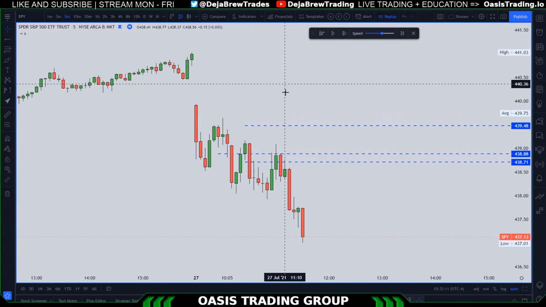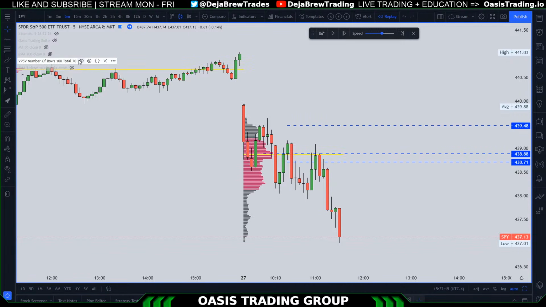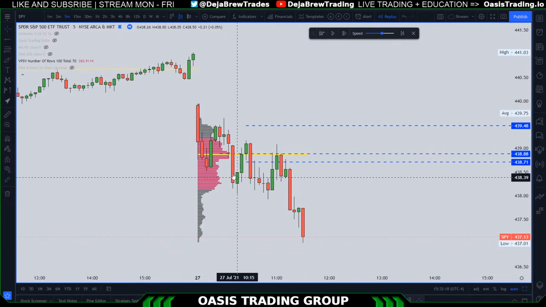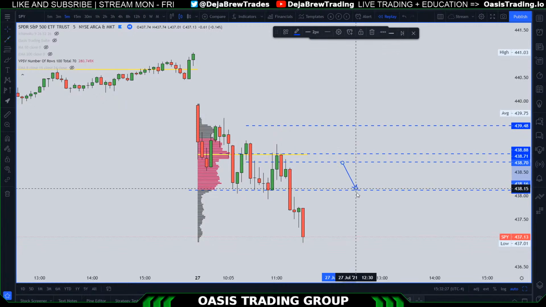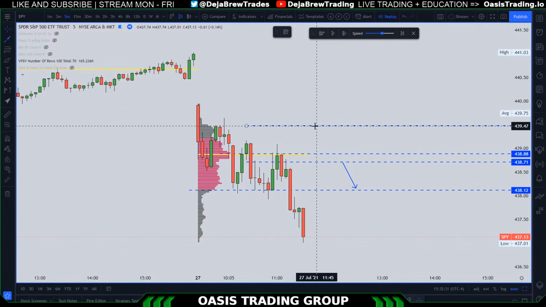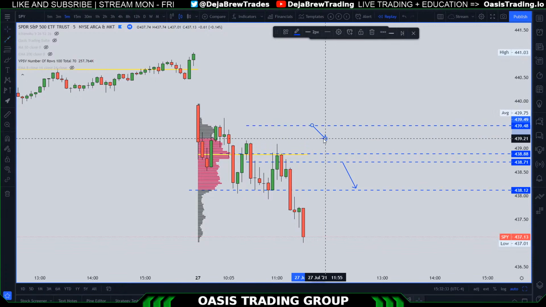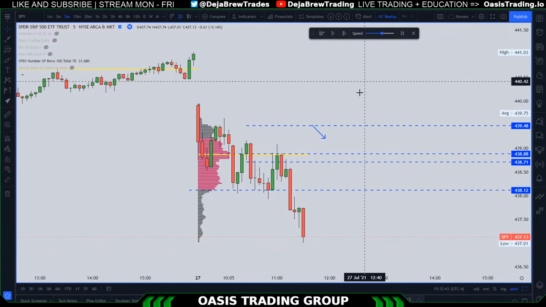Okay, so here's 11:30. Let's take a look at the profile. So now we have our value area low shifting lower. Okay, so this was our previous value area low. Now it's down here. Okay, so it's clearly getting more bearish. The value area high is also shifting down there. The value area low is shifting downward. That's becoming pretty bearish, all right?